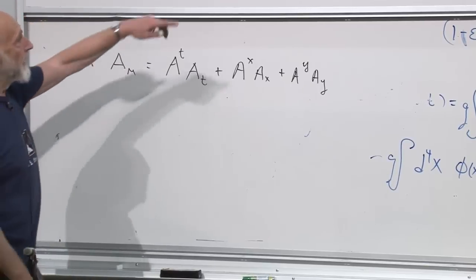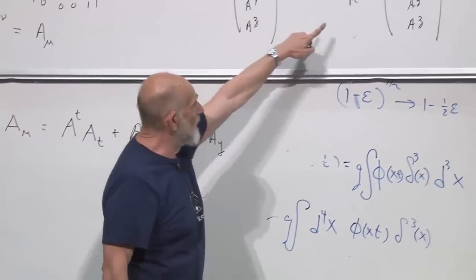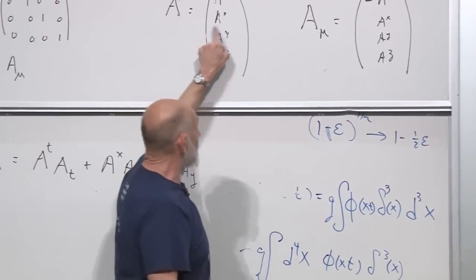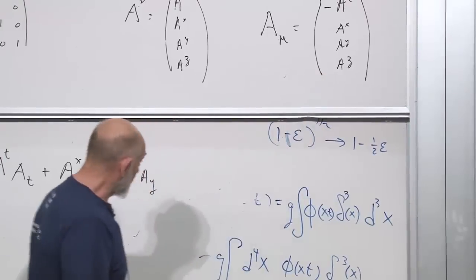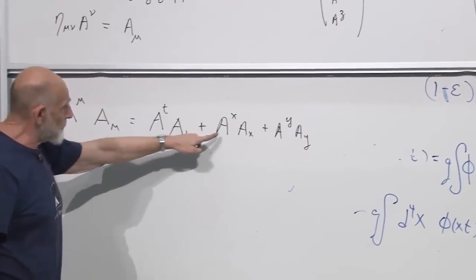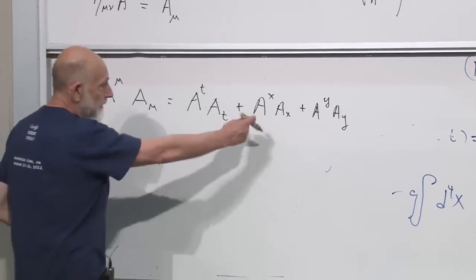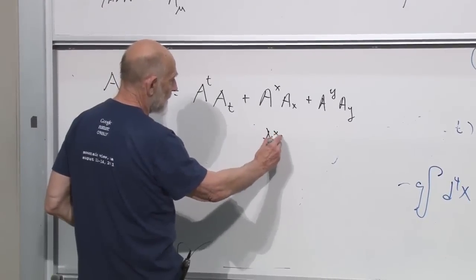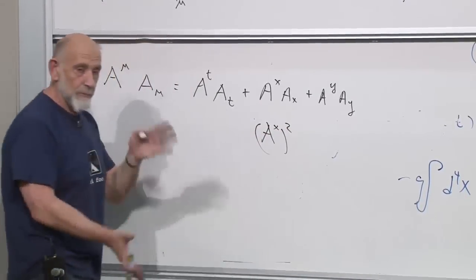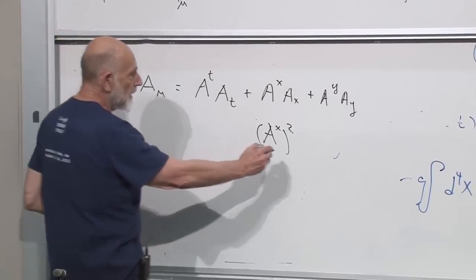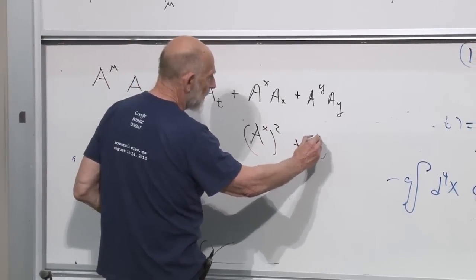Now, the space components of the covariant and contravariant vectors are the same. So this is just A_x squared. This is just A_x squared. And it doesn't matter whether you put it upstairs or downstairs. Likewise, this one is A_y squared.